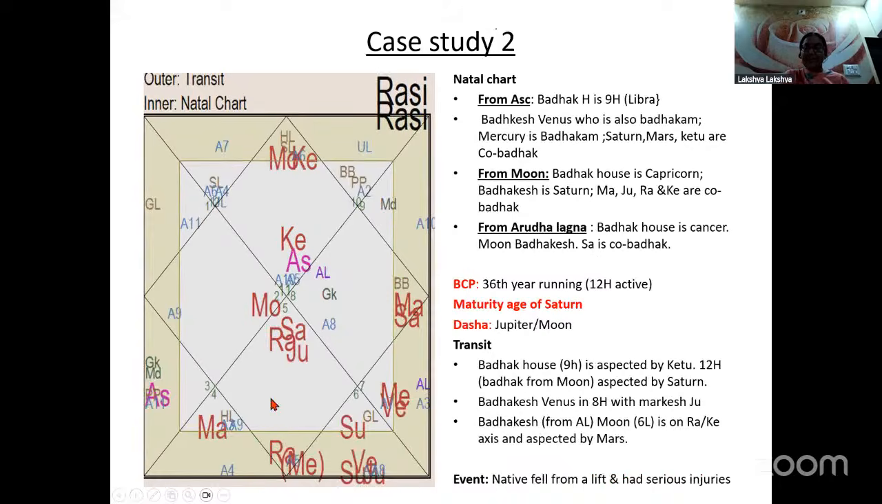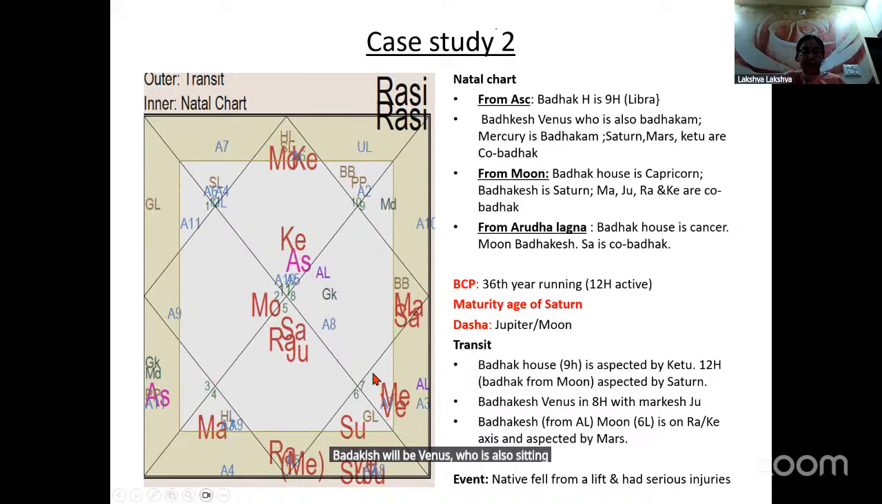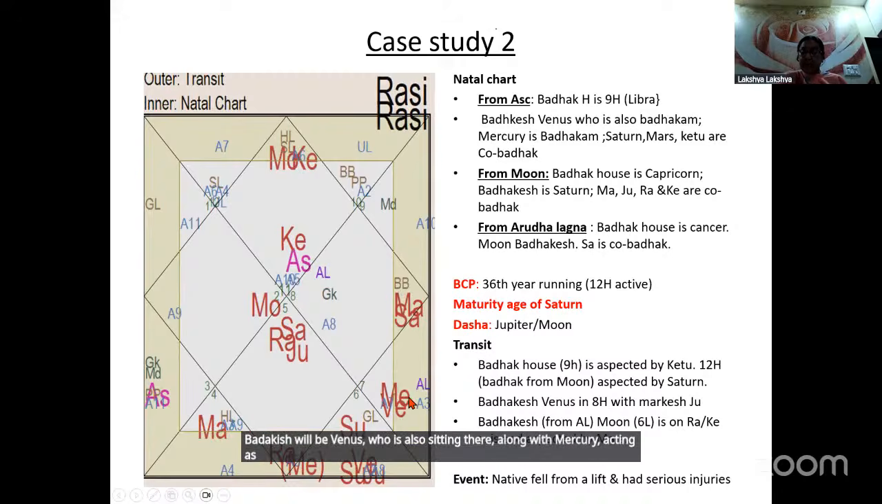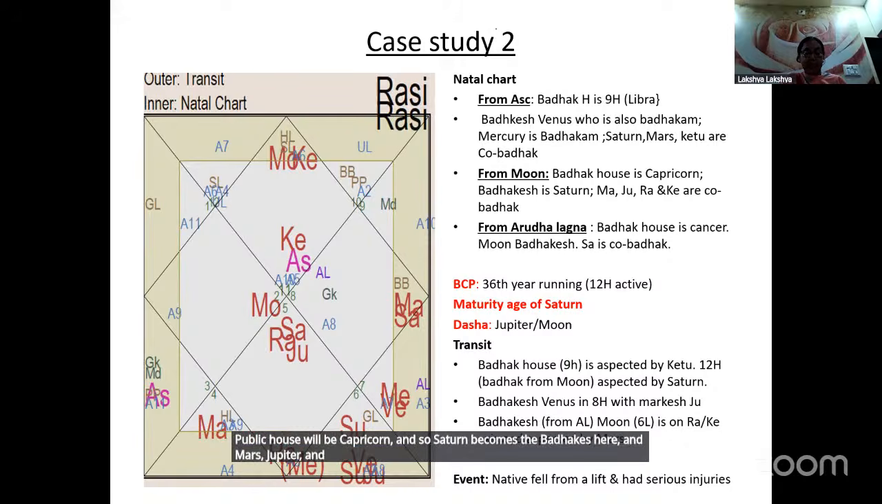Coming to the next case study, this is a native having an Aquarius ascendant. So the Badhak house is the ninth house, Libra. Badhakesh will be Venus, who is also sitting there along with Mercury acting as Badhaka. This Badhak house is aspected by Saturn, Mars, and Ketu, so they are co-Badhak. Now, since Moon is in Taurus, which is the sixth lord exalted, the Badhak house will be Capricorn, and so Saturn becomes the Badhakesh here, and Mars, Jupiter, and Rahu Ketu are co-Badhak because of aspects.